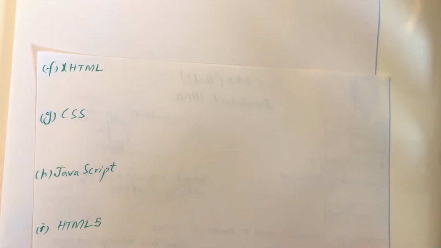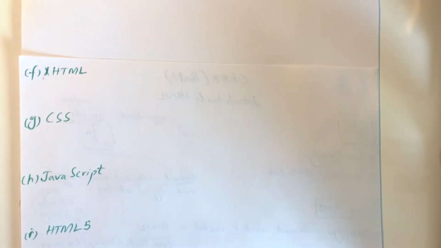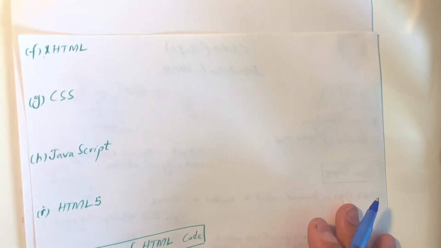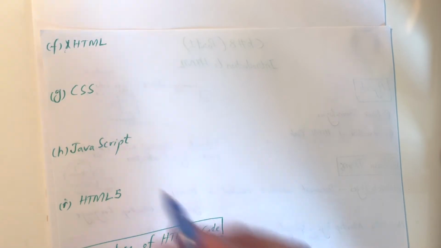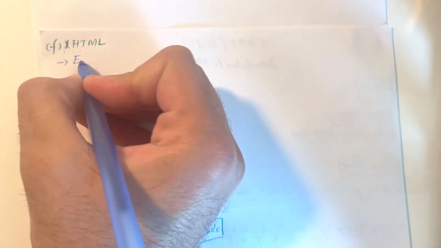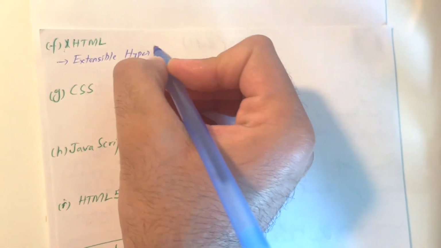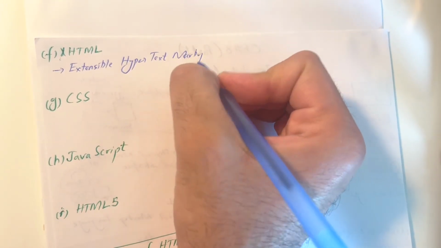Next is the XHTML. XHTML is basically extensible HTML, which mainly the idea was to fully replace HTML, but it's still not completed yet. So it's called extensible hypertext markup language.